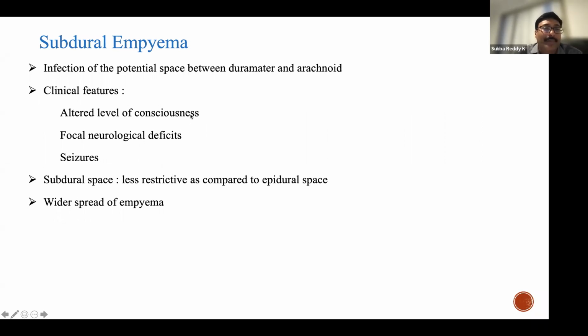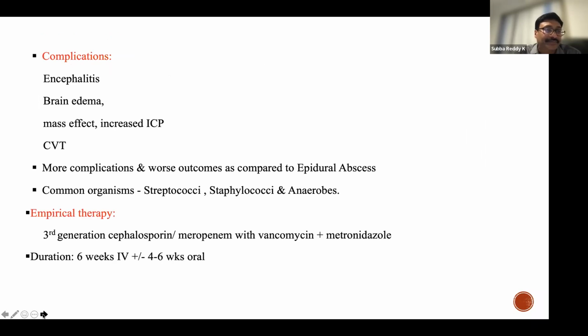Coming to subdural empyema, it is an infection of the potential space between the dura mater and arachnoid, and clinical features are altered sensorium, focal neurological deficit, seizures. We know the subdural space is less restrictive as compared to the epidural space, so there is a wide spread of empyema. And then it can cause encephalitis, brain edema, mass effect, increased ICP, and it can cause cerebral venous thrombosis, and we see more complications and worse outcomes as compared to epidural abscess.